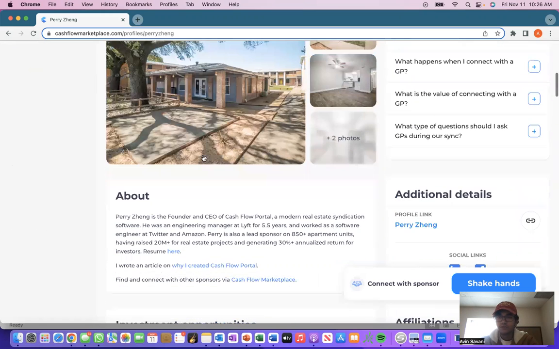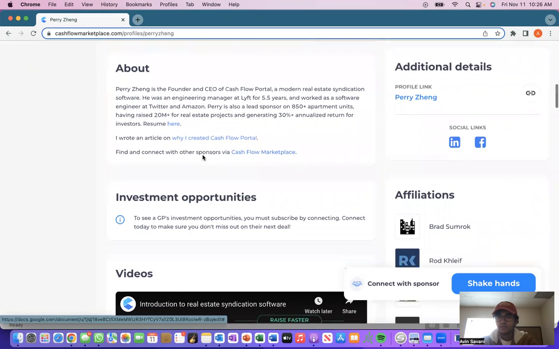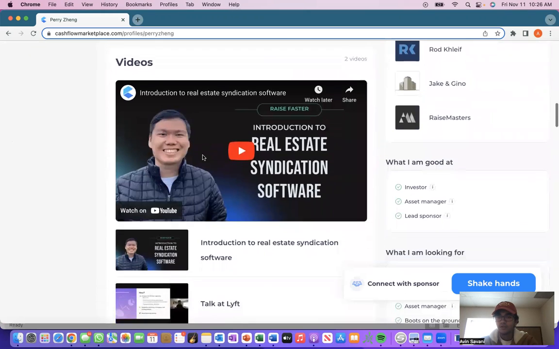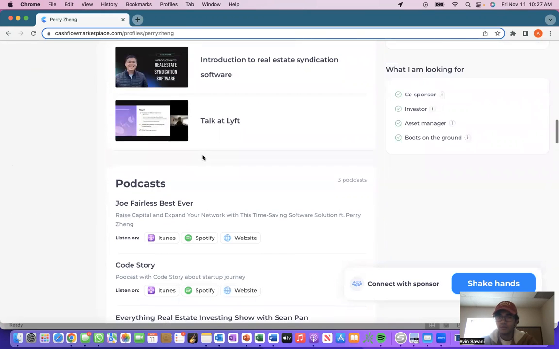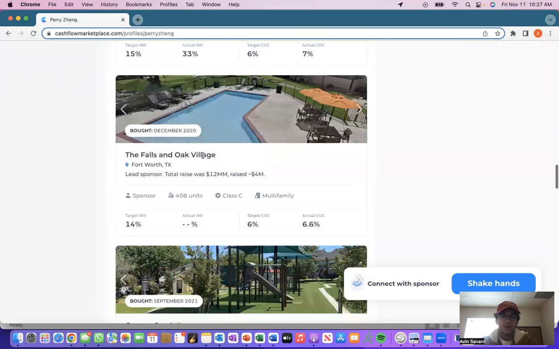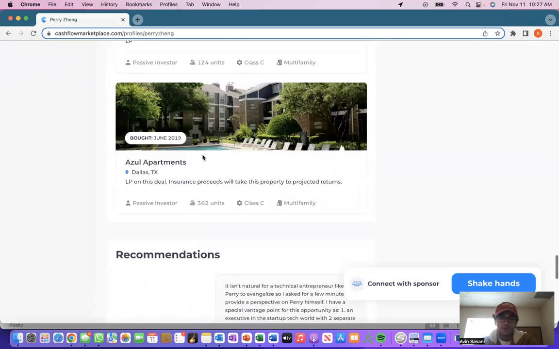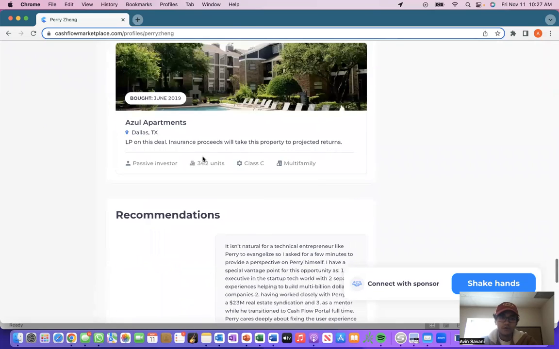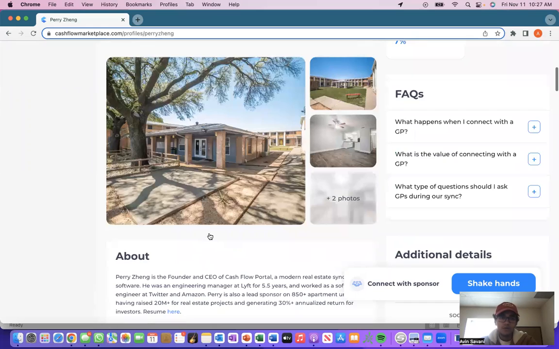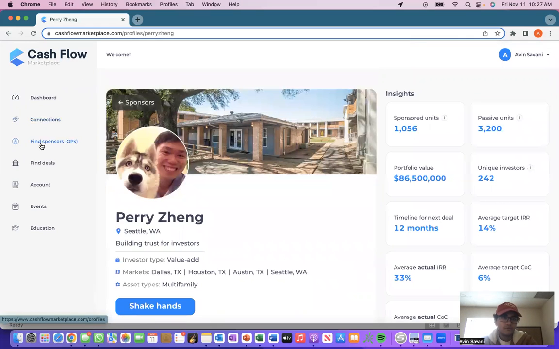And he's got some FAQs, some more details, social links, affiliations, what he's good at, what he's looking for. Awesome. Okay. So this kind of just shows a quick profile, and also some recommendations. Really cool. All right, so that's how you find GPs.